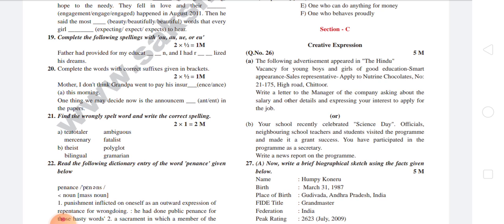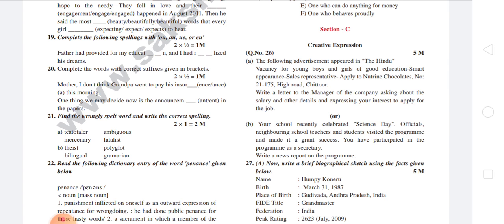But in one of the words there will definitely be a wrong spelling, and we have to find that and write the correct spelling also. Only finding the wrong spelling word is not your work done. When you complete your work, you also have to write the correct spelling of that wrongly spelled word. That is your duty to do.